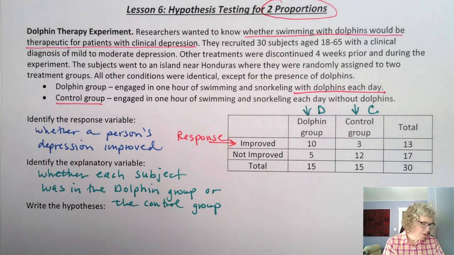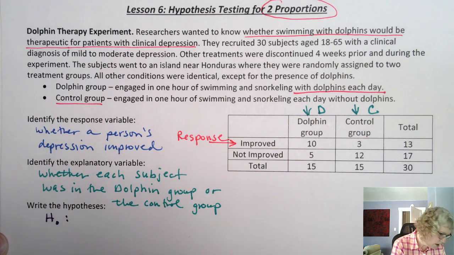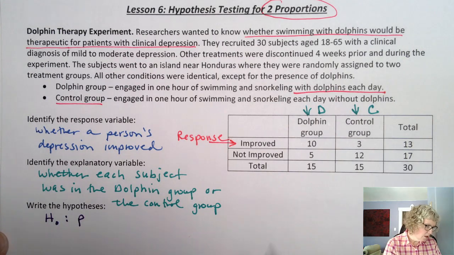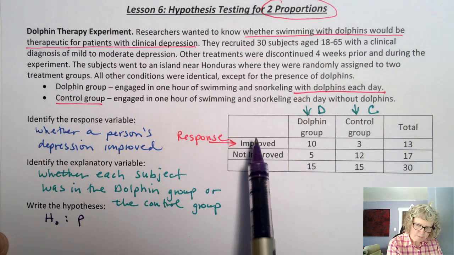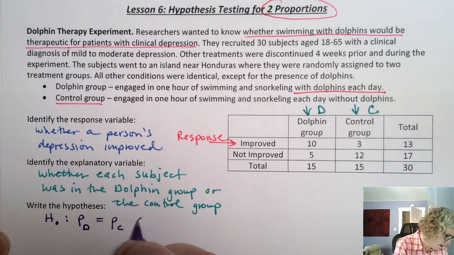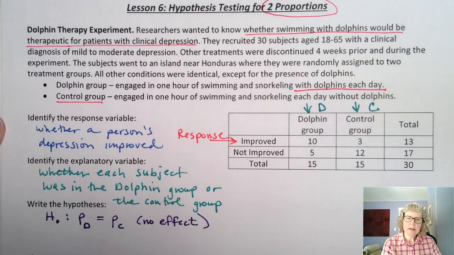So, hypotheses. Remember how the null is dull. The null is no effect, right? So the null should be something about there's no difference between the two groups. So still start out with our H naught colon. That would be, and we're talking about proportions still, the proportion of improved, right? So the proportion for the dolphin group, if that was equal to the proportion for the control group, then that would be no effect, right? If they're equal.